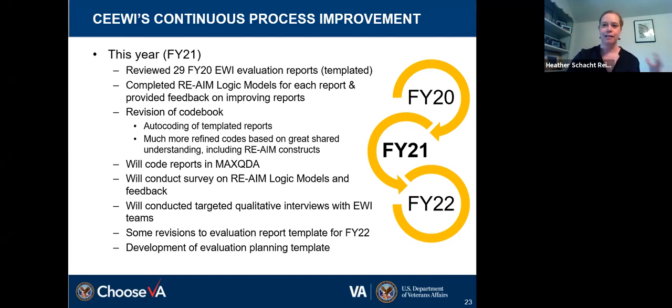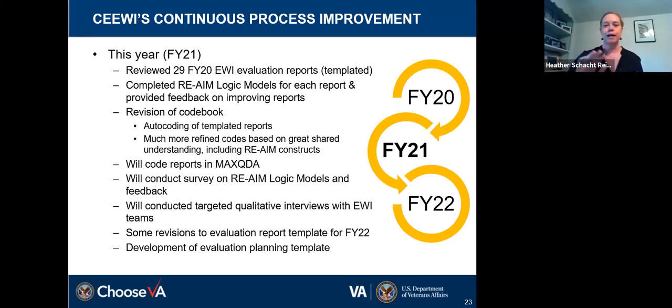They came in on these templated reports that I just reviewed. And what we decided to do to pick back up on that tradition that ORH has of feeding back and telling people how well they did was we completed REAIM logic models for each report. So that's why we have such a big team, is we each took on a small set of these evaluation reports. And we use them to provide feedback on the reports.